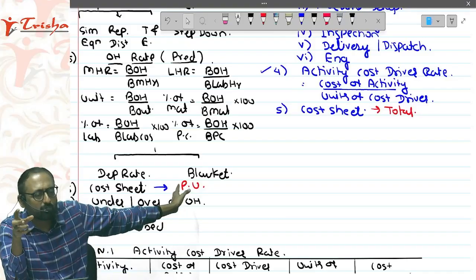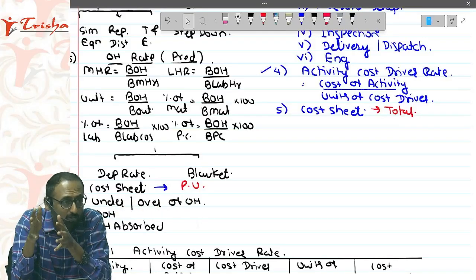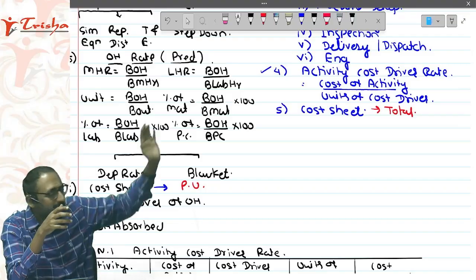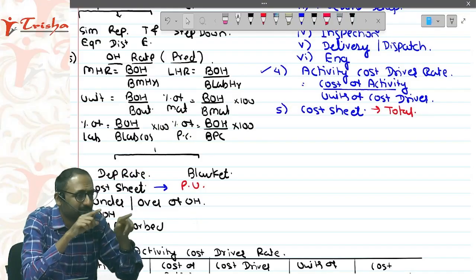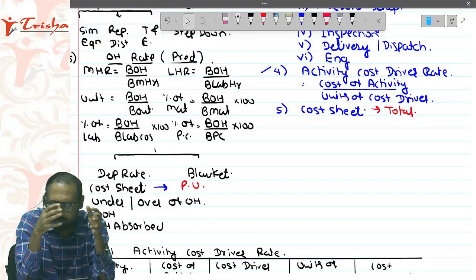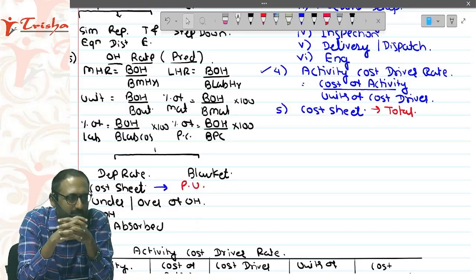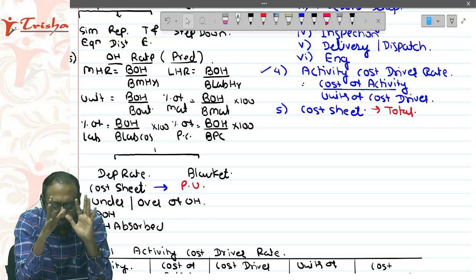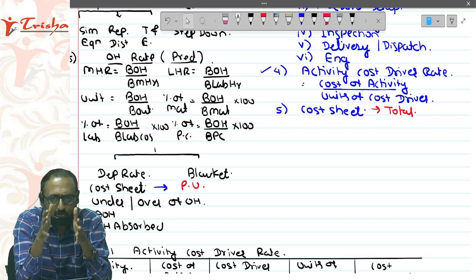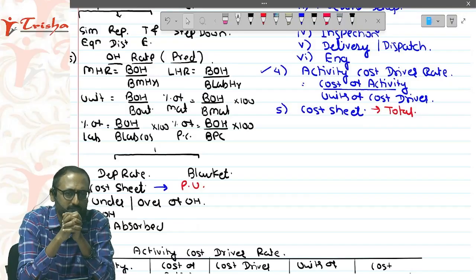Here, a per unit cost sheet you will prepare under the traditional method. Under ABC, you will prepare the total cost sheet. In the traditional method, you calculate a departmental rate, either machine overhead or labor overhead, depending on the nature of the department. And under ABC, you calculate a separate rate for each activity. So these are the points of difference between the traditional method of costing and activity based costing.